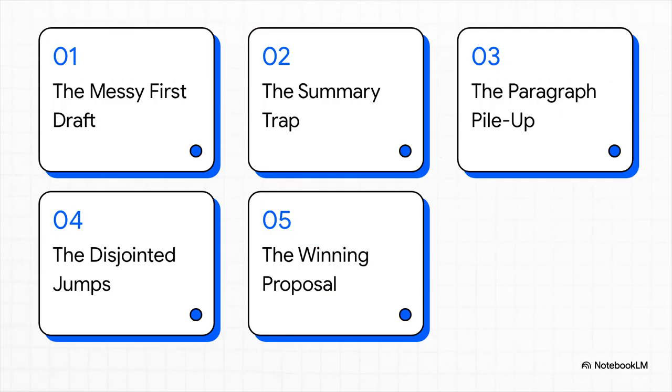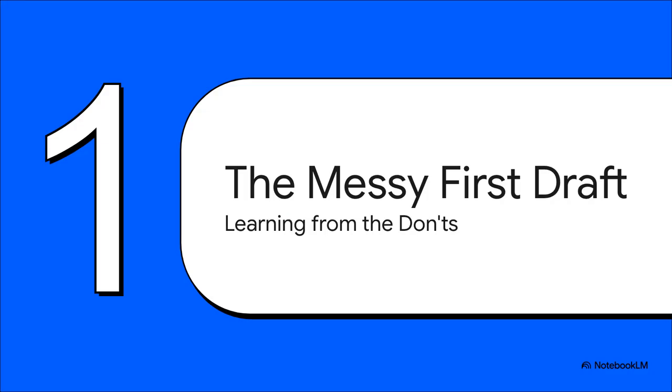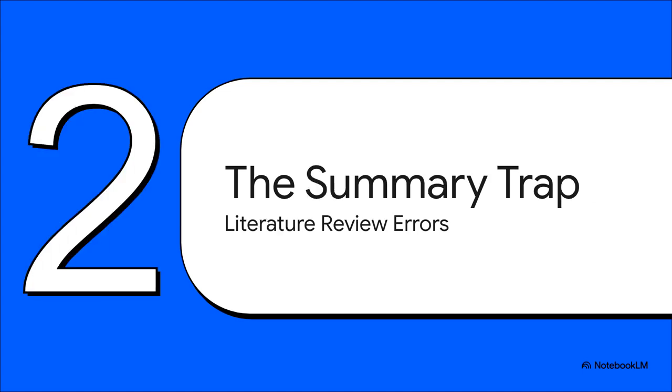Here is our roadmap for today. First, we'll look at the messy first draft. Then, we'll break down 3 major academic writing mistakes: the summary trap, the paragraph pileup, and the disjointed jumps. Finally, we'll see how fixing these creates a winning proposal. Section 1, the messy first draft. Section 2, the summary trap.